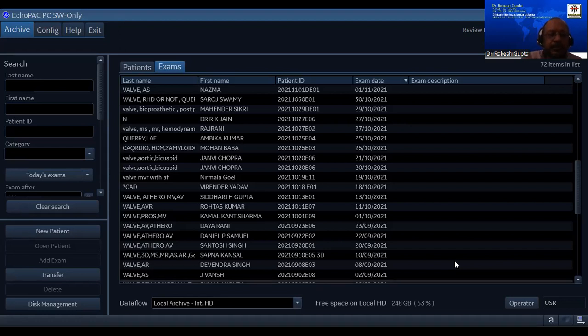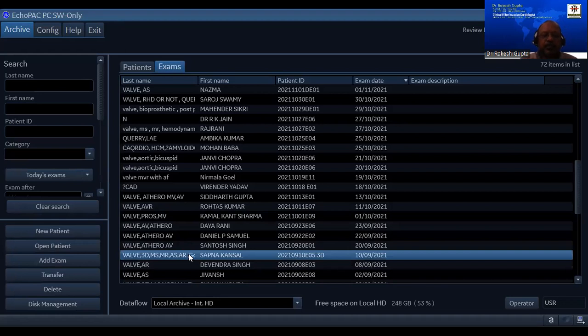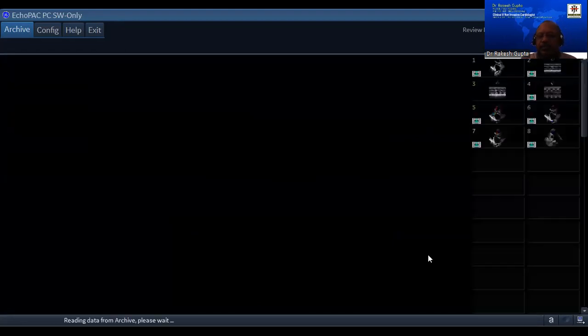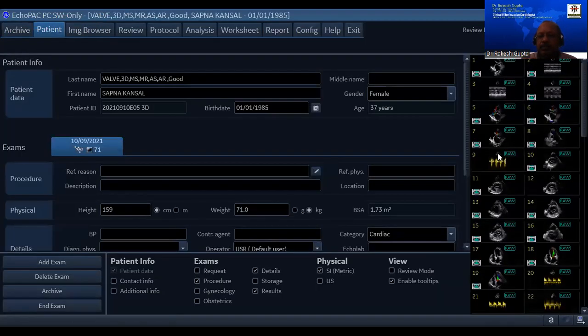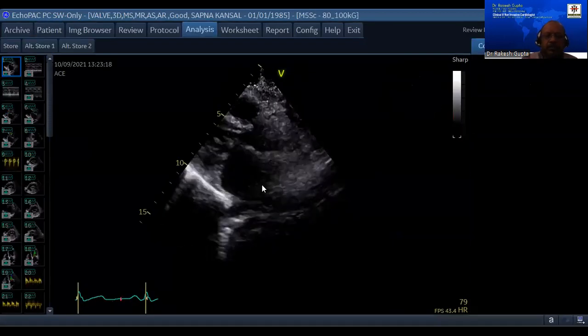For mitral regurgitation, sir, first we have to see whether the left atrium is enlarged or not, then whether the left ventricle is enlarged or not. Then, if there is any vena contracta, we have to measure the vena contracta. Then we have to see the jet area, and we have to calculate the regurgitant volume.